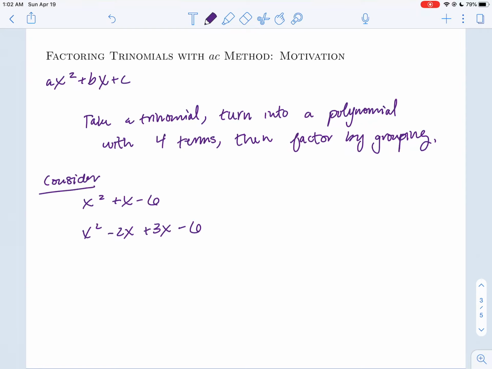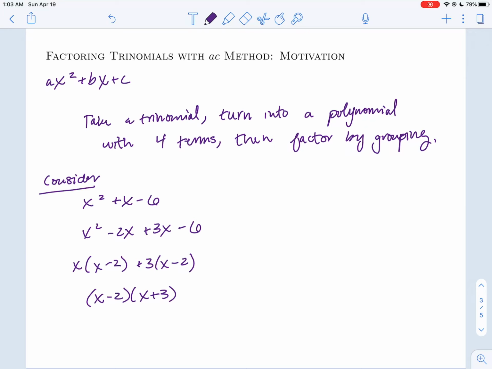And now that I have 4 terms, I can do factoring by grouping. That's something that we should be a little more comfortable with. So I'll group those first 2 terms together. I can pull out an x. I'll be left with an x minus 2. I'll group those second 2 numbers together. I can pull out a 3. And I'll be left with x minus 2 as well. Then I can pull out that x minus 2. And I'll be left with x minus 2 times x plus 3. And I got down to that same exact place.